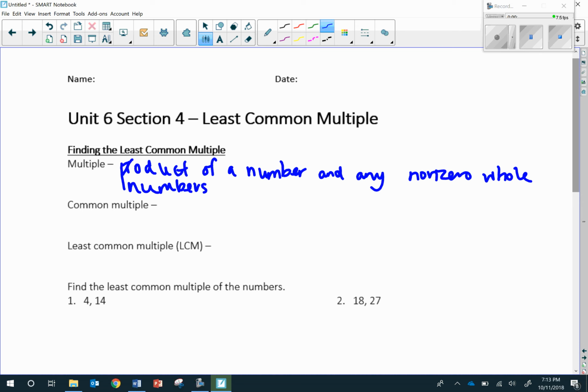So I like to think of multiples as the numbers you say when you're counting by a number. For example, the multiples of 4 would be 4, 8, 12, 16, and so forth, compared to factors, which are different. So a common multiple between two numbers is just a multiple that is shared. And a least common multiple is the least of all of the shared multiples between two numbers.